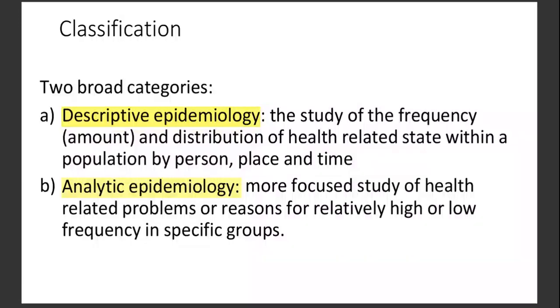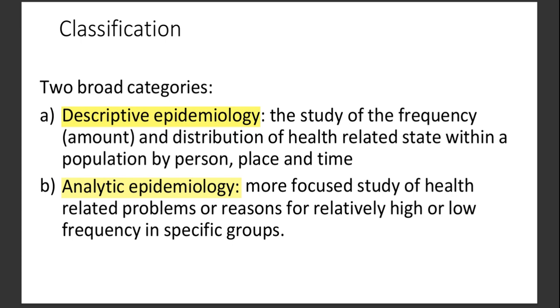Now, when you are classifying epidemiology, you classify it into two main categories. You have descriptive epidemiology and analytic epidemiology. So, descriptive is the study of the frequency and distribution of health-related states within a population by person, place, and time. It is descriptive. You're trying to describe. You are looking at how often a condition happens and how this condition is distributed. Okay. So that is descriptive epidemiology.